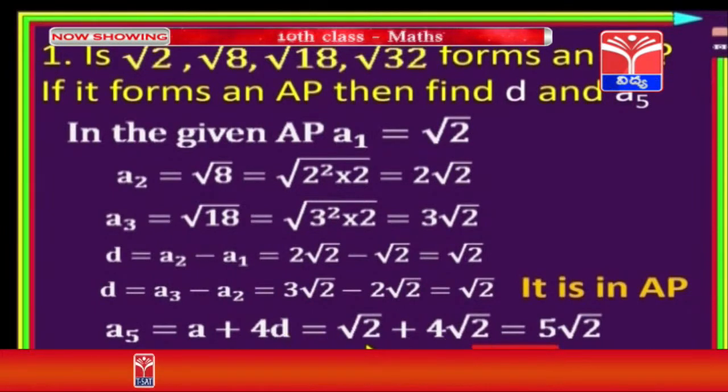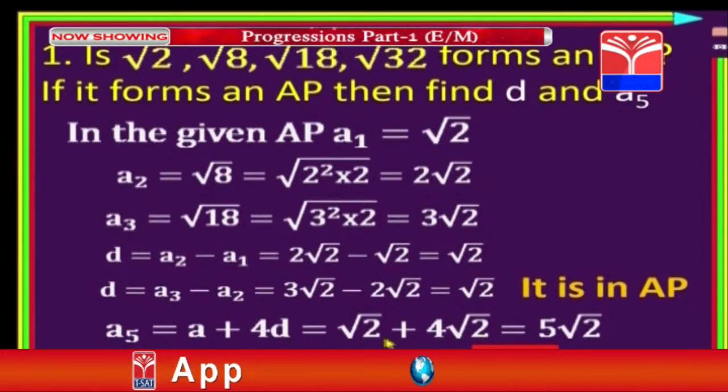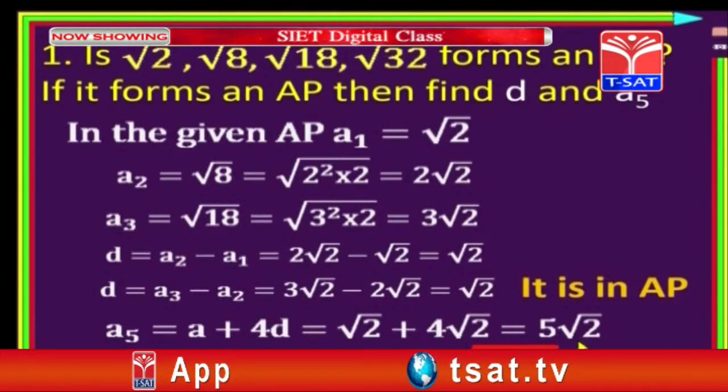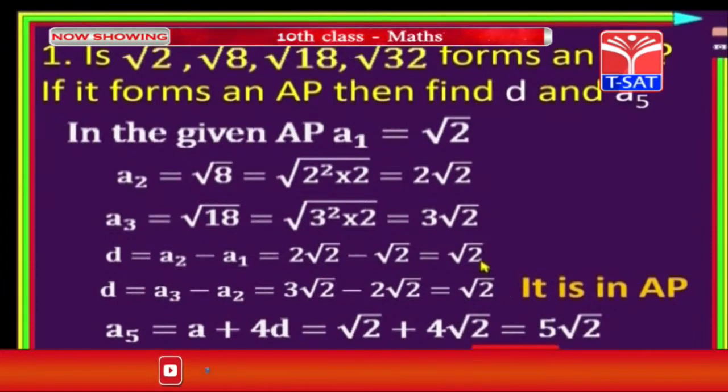Now what is the value of root 2 plus 4 root 2? The sum of root 2 and 4 root 2 is 5 root 2. So fifth term is 5 root 2. Okay. So like this we can find any number of terms. That means we can find the 100th term also.